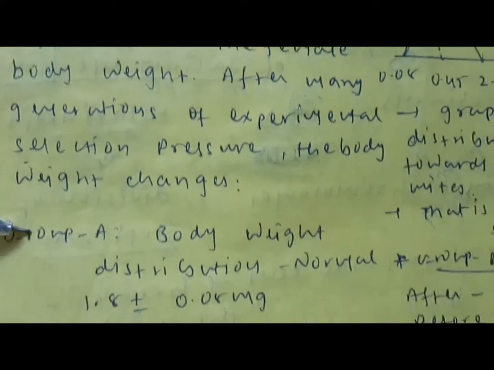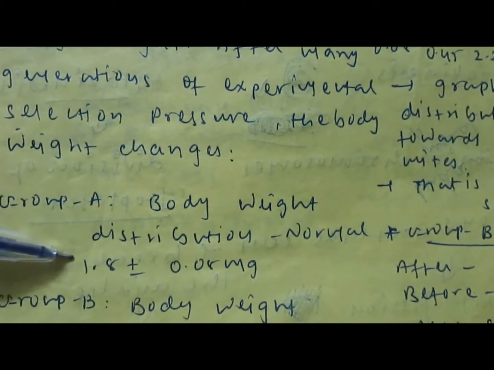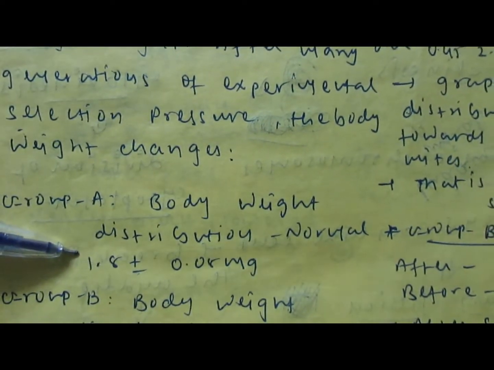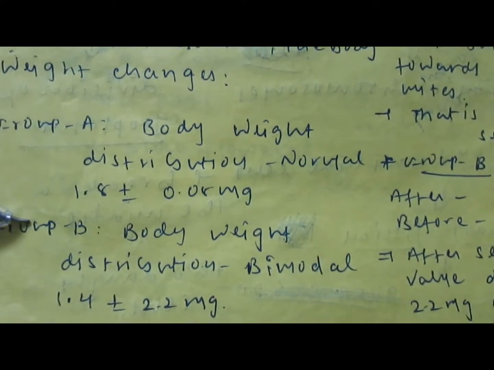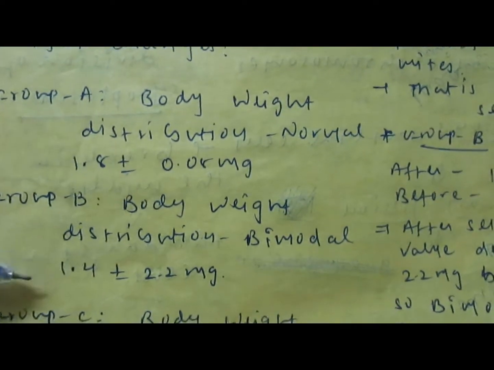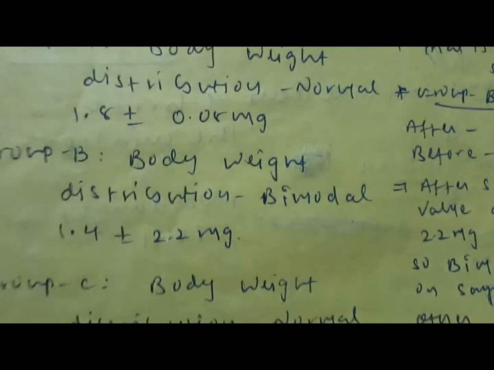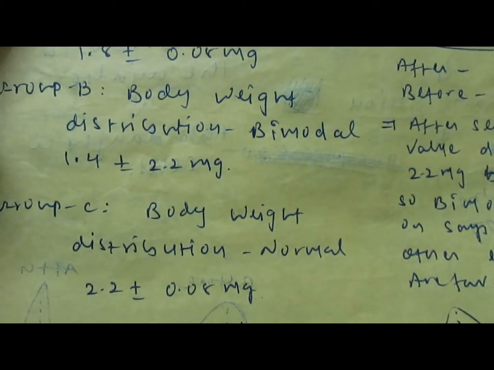So for group A, the body weight distribution will be normal, that is 1.8 plus minus 0.08 milligram, and for group B, body weight distribution will be bimodal, 1.4 plus minus 2.2 mg, and for group C it will be normal distribution, and that is 2.2 plus minus 0.08.